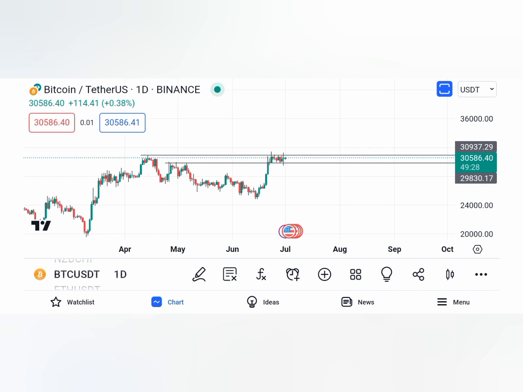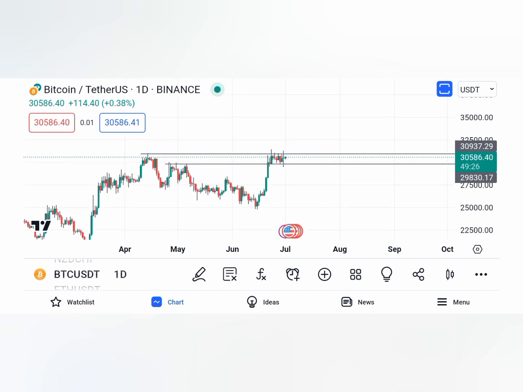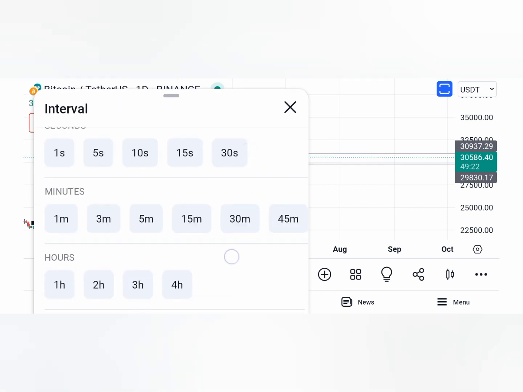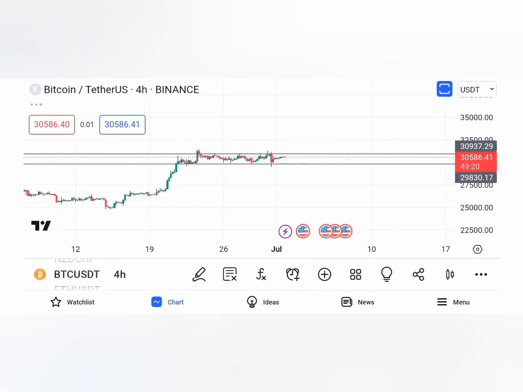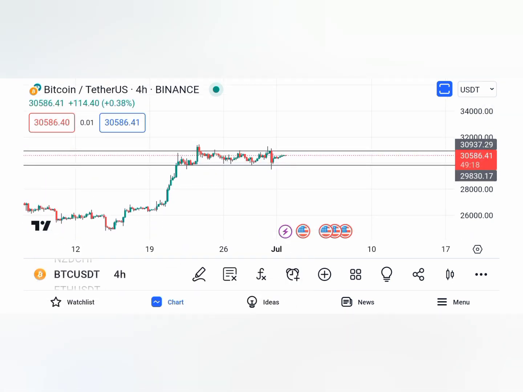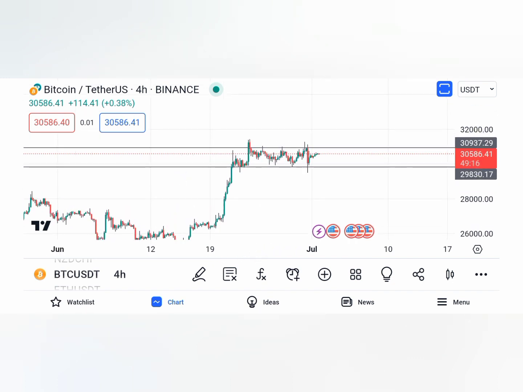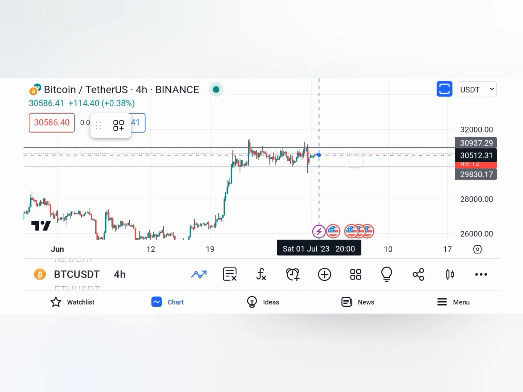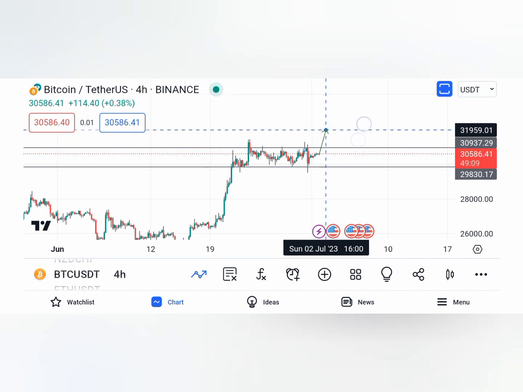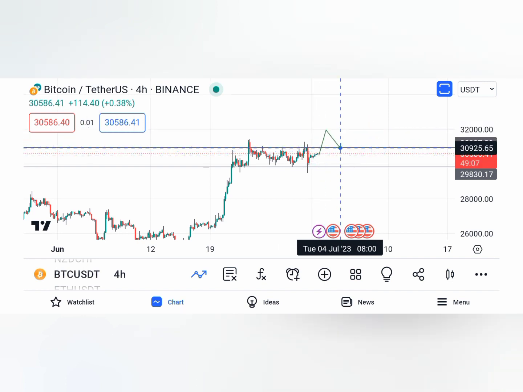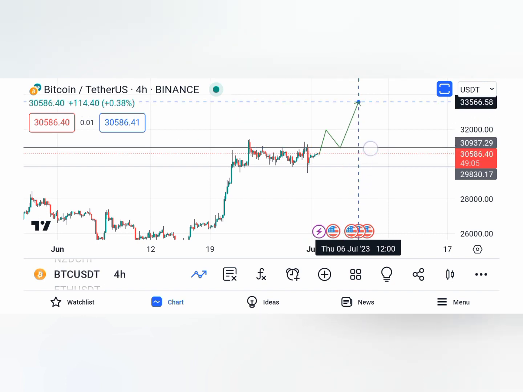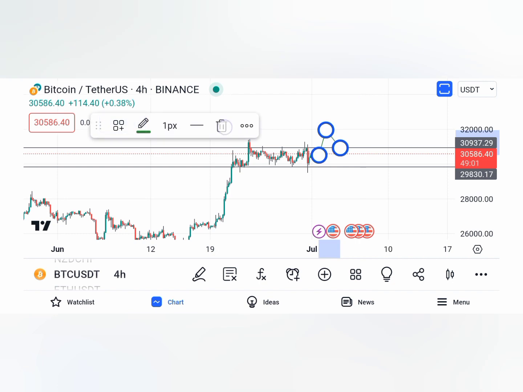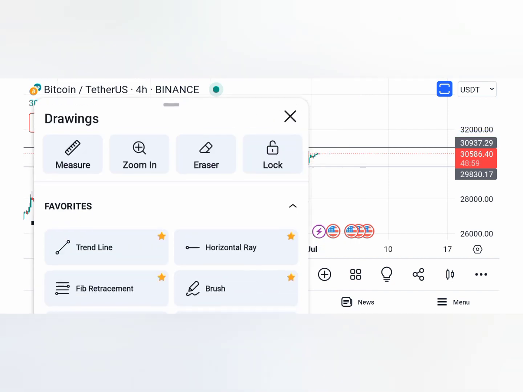When the breakout occurs, then wait for a retest. So in case, let's move to the 4-hour time frame and see. Now we have to wait for a breakout on Bitcoin. If Bitcoin breaks out upward, then we wait for the retest, then we buy at this very zone, then straight up. But what happens if Bitcoin breaks out downwards?